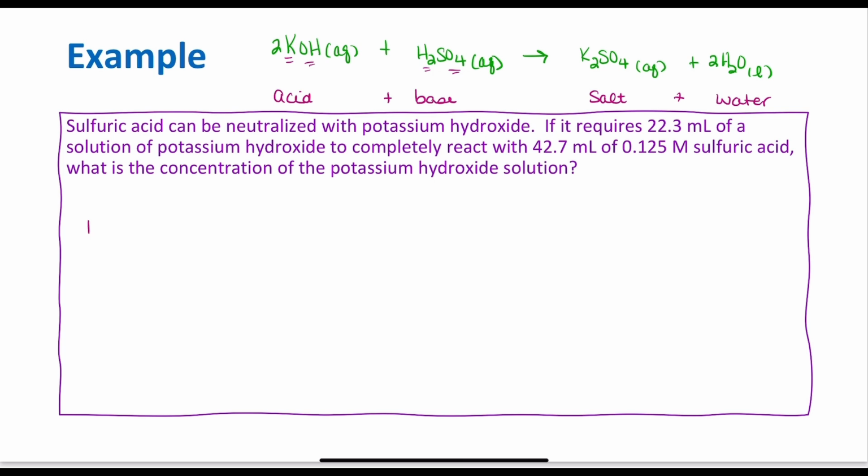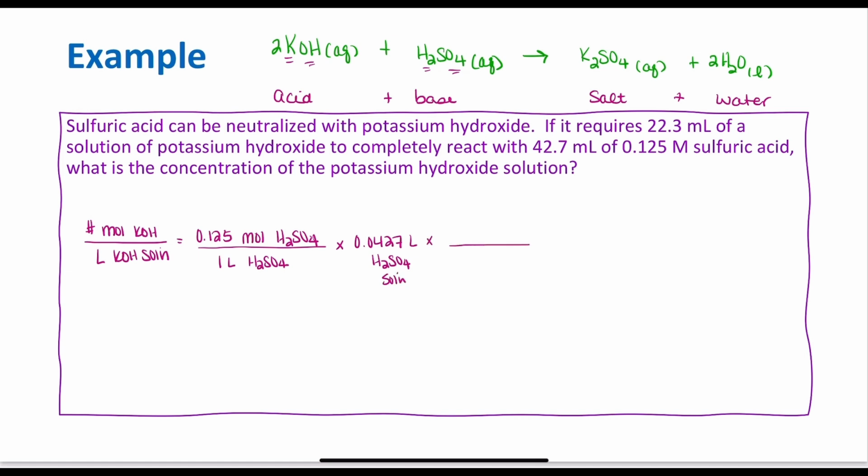I'm trying to find the molarity of that KOH solution. So I want the number of moles of KOH over the liters of KOH solution. I know my sulfuric acid solution is 0.125 molar. So 0.125 moles of H2SO4 for every 1 liter of H2SO4. And I'm told I used 42.7 mils, which is 0.0427 liters of the H2SO4 solution. At this step, I'm in the moles of sulfuric. So I'm going to use my balanced equation, and I see I get 2 moles of potassium hydroxide reacting with every 1 mole of sulfuric acid. I have my moles of KOH.